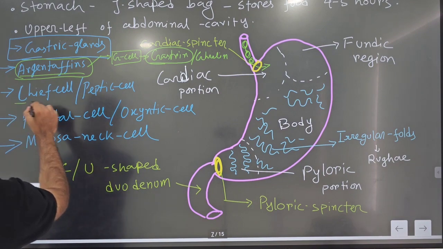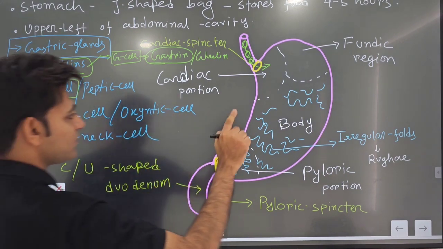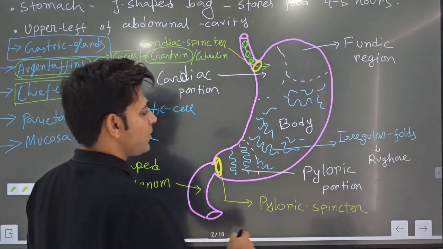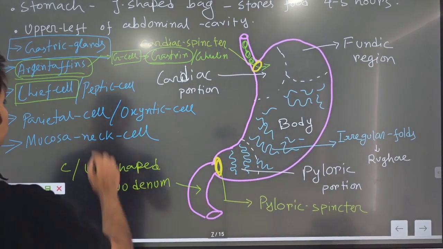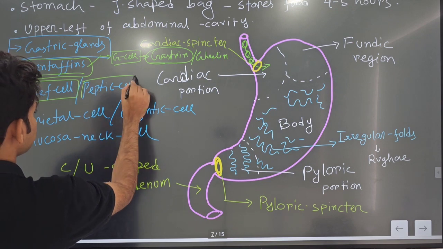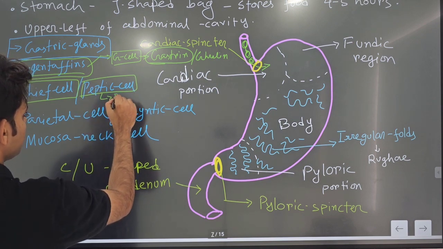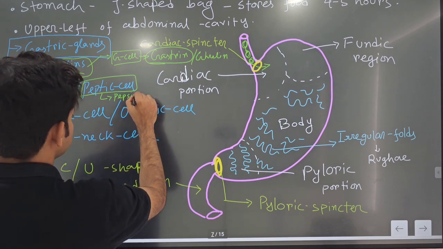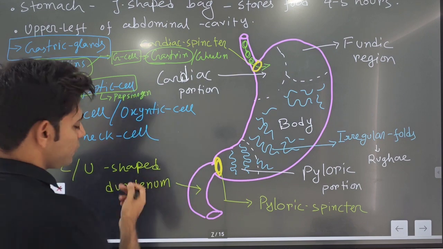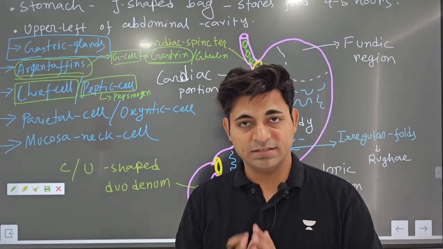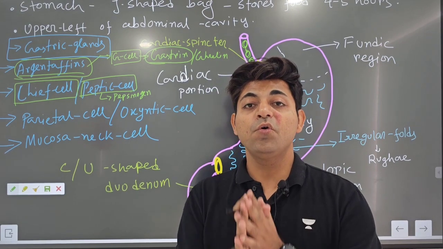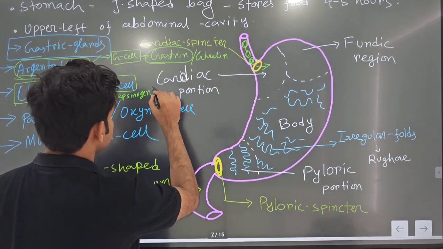Now this chief cell, why are these chief cells? Because the function of the stomach is partial digestion of protein. In the stomach, protein will be converted into proteose, peptones and peptides. Now this chief cell or peptic cell will be producing pepsinogen, one zymogen or proenzyme. And in infants, they can produce prorenin.